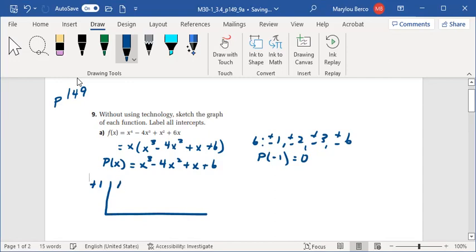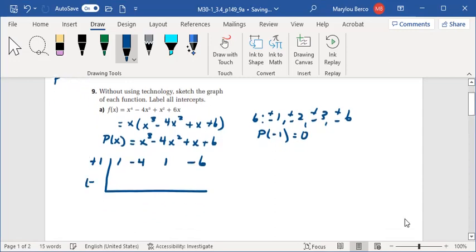My coefficients are 1, negative 4, 1, and negative 6. Bring down the 1. 1 times 1 is 1. Negative 4 minus 1 is negative 5. Negative 5 times 1 is negative 5. 1 minus a negative 5 is 6. 6 times 1 is 6. Oh, this should be a positive 6. And we'll have a remainder of 0.